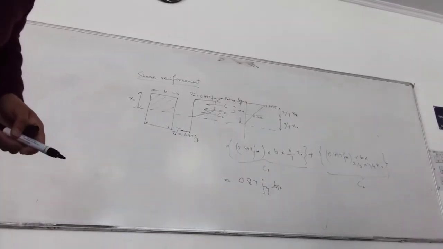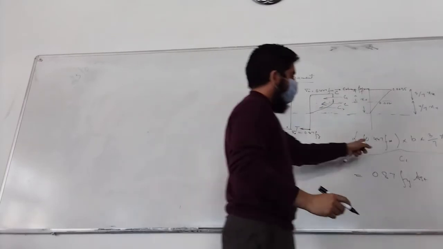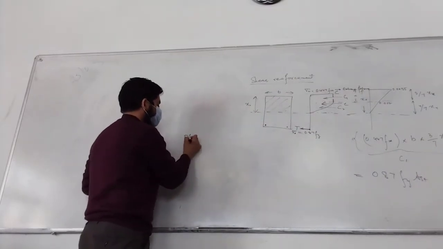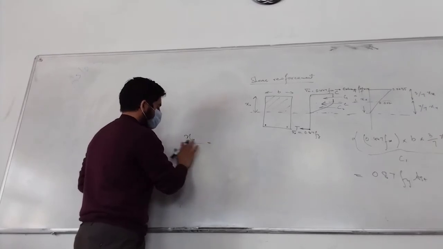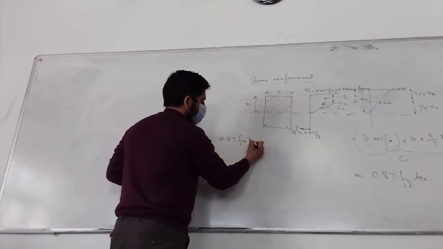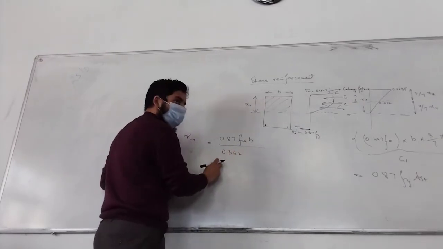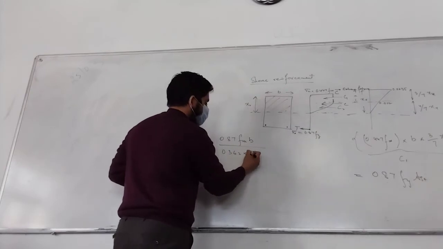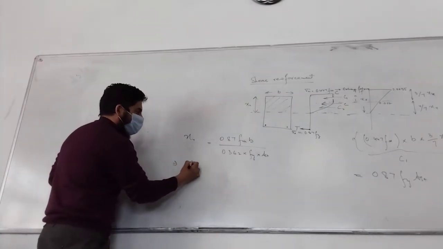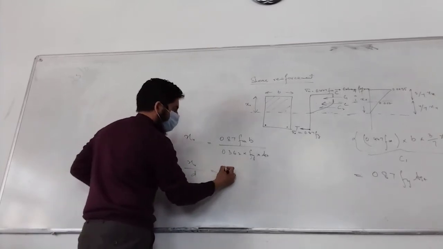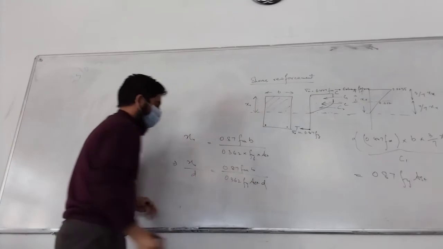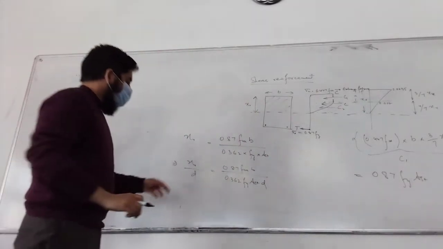Then how much are you getting? Don't go, combine them. And what you will get is XU equal to 0.87 FY AST divided by 0.362 FCK B. Now code mentions it like this, XU by D is equal to 0.87 FY AST by 0.362 FCK B D. So we add D here. Why? Because XU by D ratio is important.